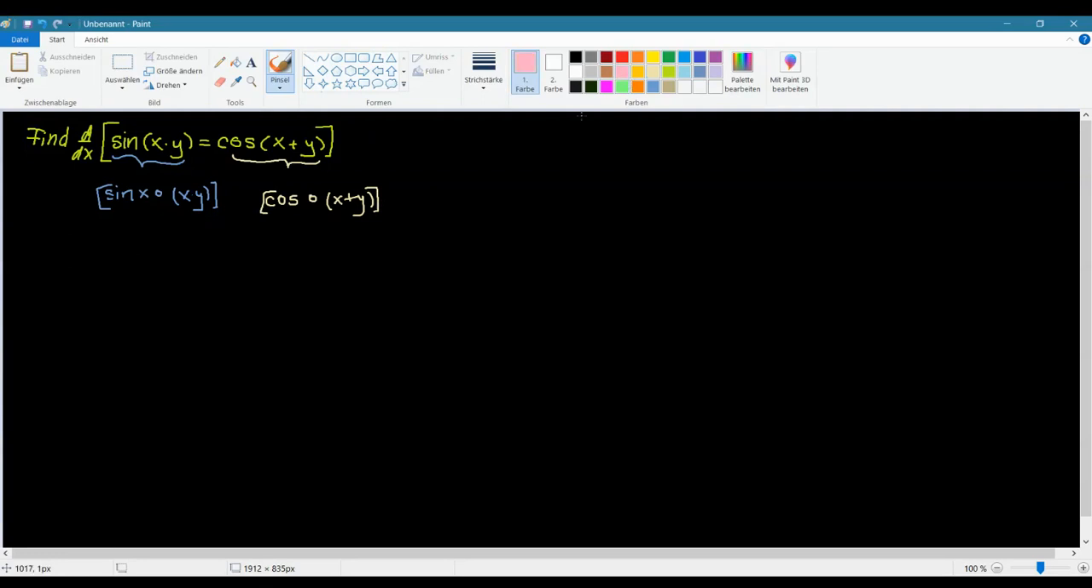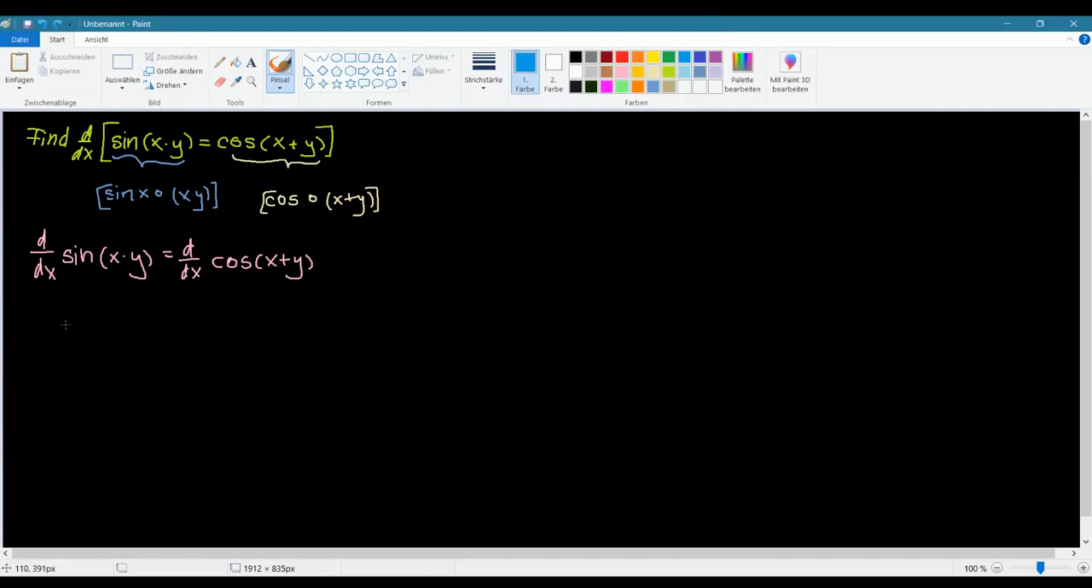Since this is implicit differentiation, our first step is going to be to just derive both sides of the equation separately. So we're going to take dy dx of sine of y times x, or x times y, whatever you want, equals dy dx of cosine of x plus y. Now let's do the left first.